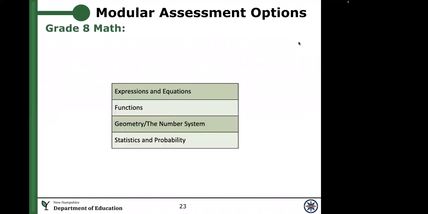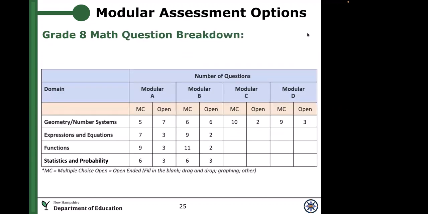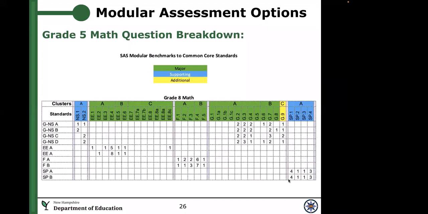So 8th grade, here you go. Expressions and equations, functions, geometry, the number system, and statistics and probability. So you've got a couple of expressions and equations, a couple of functions, geometry and the number system, you have 4 of them, and then you have a couple of statistics and probability. Here is the question breakdown for that. And then here is the mapping to the Common Core and to the Achieve the Core, major, supporting, and additional.